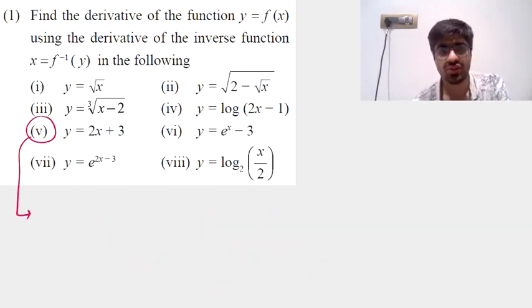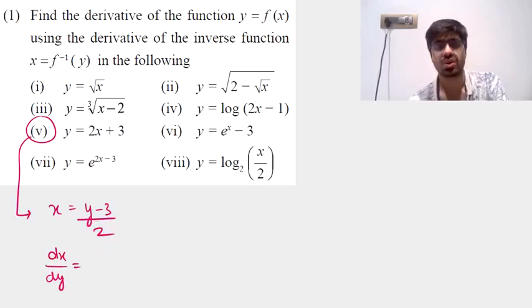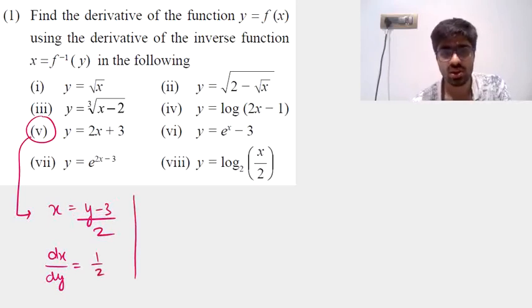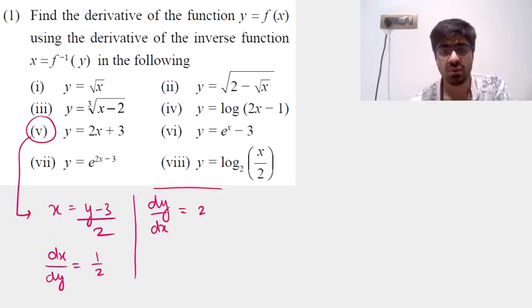Similarly, let's go ahead with the fifth one, where x will be written as y minus 3 the whole divided by 2, and dx by dy. So 1 by 2 comes out common because it's a constant, and the derivative of y is 1, derivative of 3 will be 0. So dx by dy is 1 upon 2 and dy by dx will be 1 upon dx by dy, that is 1 upon half, which will be equal to 2.